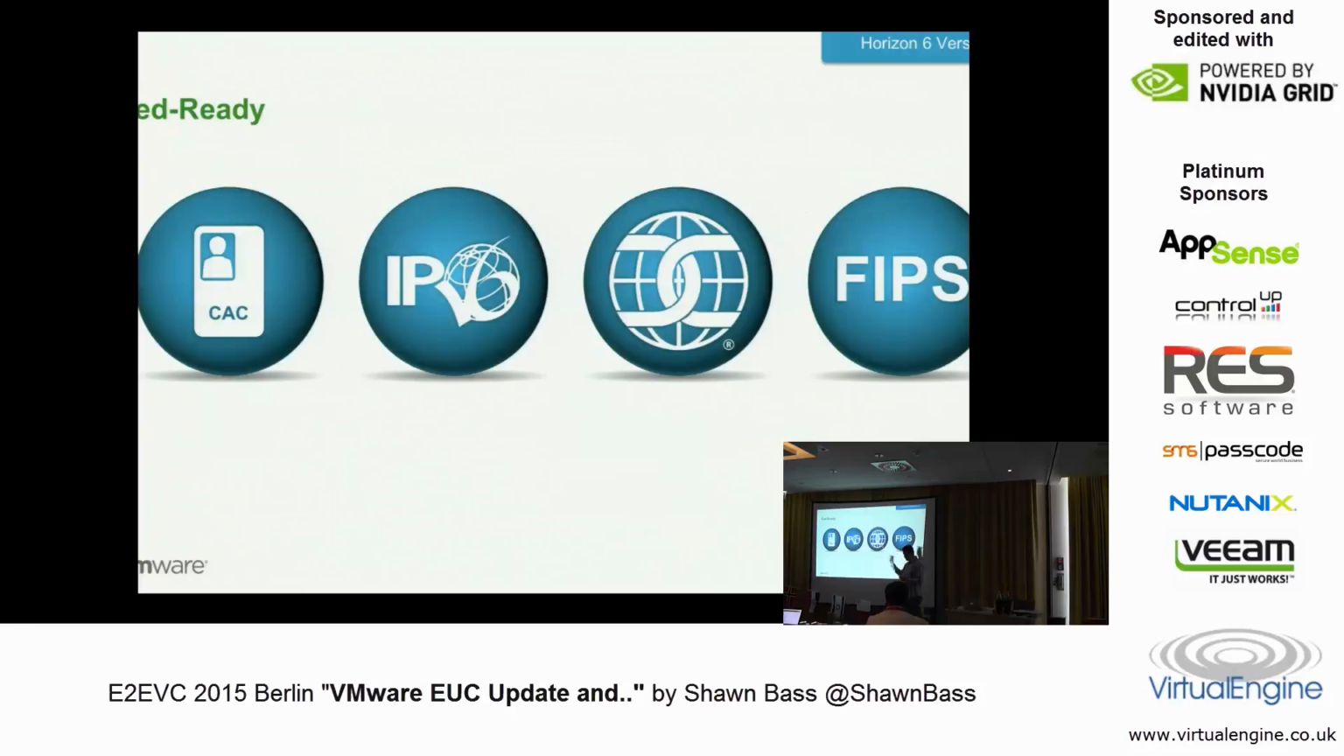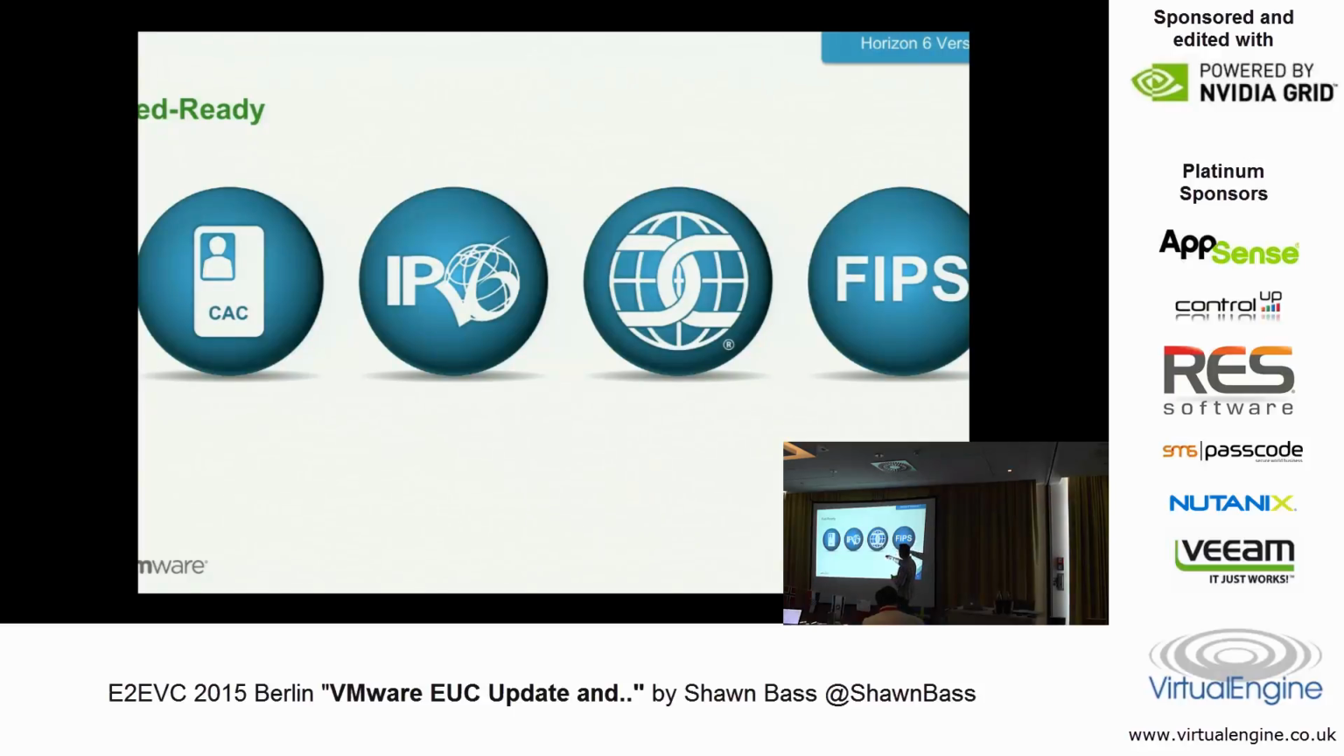We had a bunch of stuff that was required for federal customers, such as CAC card support, which is a form of smart card. So we added that capability. We have end-to-end IPv6, which most customers don't really care about, but some federal customers have a mandate that they have to support IPv6, at least in the US federal government.